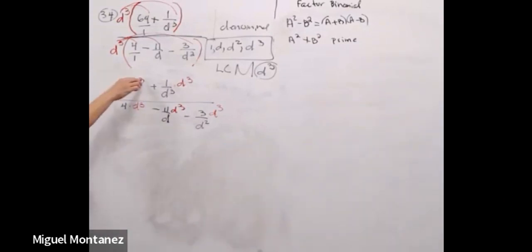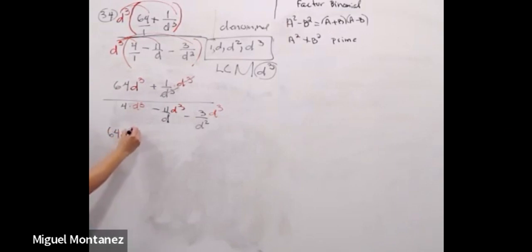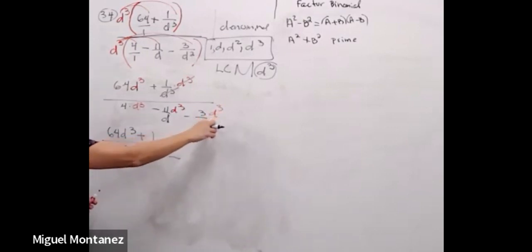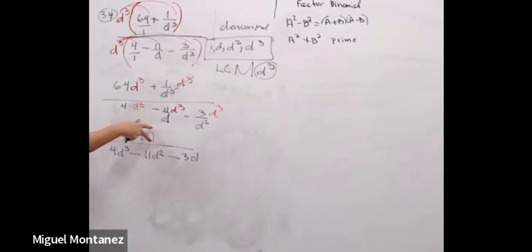So we have d cubed divided by d cubed. So the numerator becomes 64d cubed plus 1 over 4d cubed minus a d cubed divided by 1d would be what? D squared. D squared, perfect. And a d cubed divided by the d squared, a d. So now, no more complex fraction. We just have a polynomial on the numerator and one polynomial in the denominator, factor.